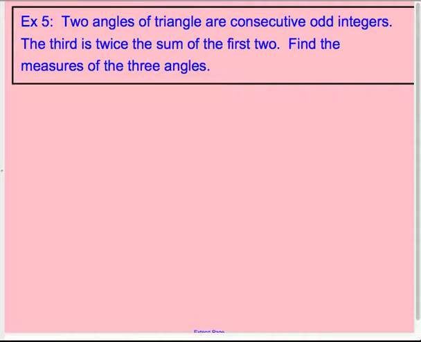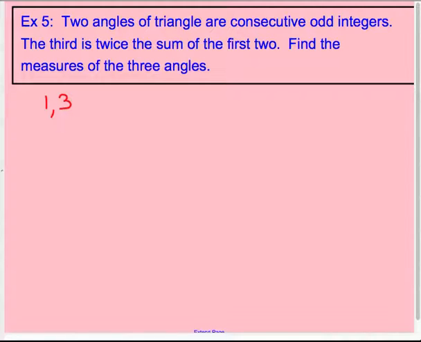And finally, this one is a little bit more challenging to think about. The first information we're given is that two of the angles are consecutive odd integers. Okay, so we have to think about what those terms mean. Consecutive means next to each other. So for example, 1 and 3 are consecutive odd integers.